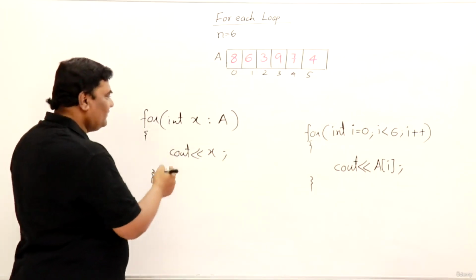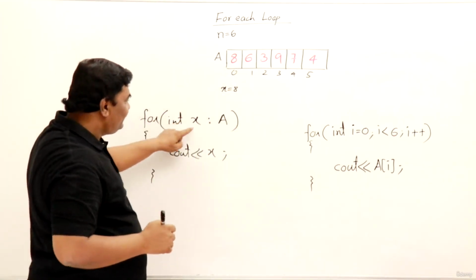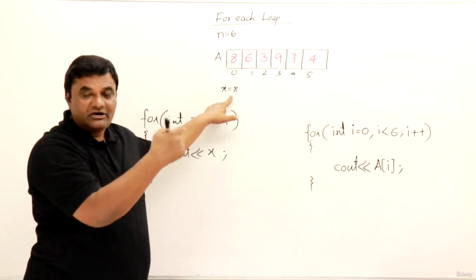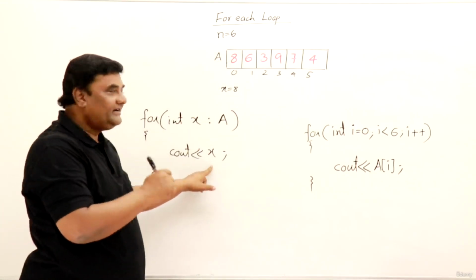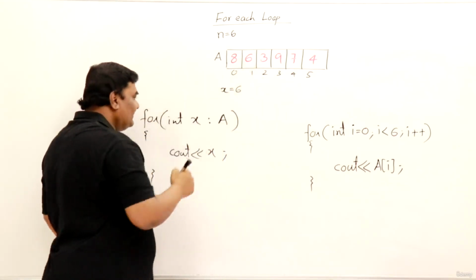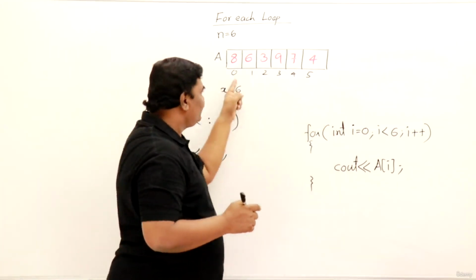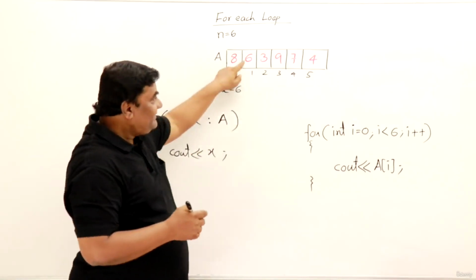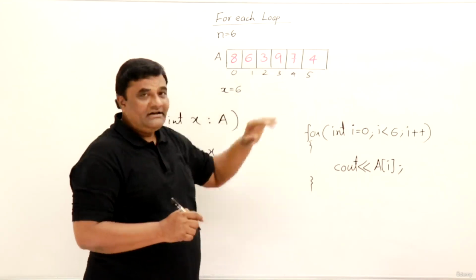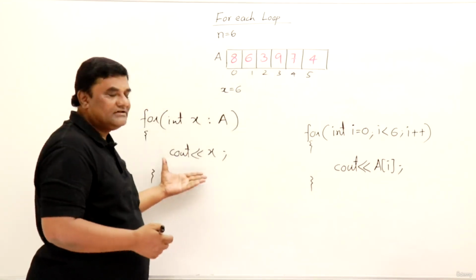So let us see how it works now. First time x will be 8. X is a variable in which the first value of the array will be copied. So 8 will be copied in x, and when I print x, 8 will be printed. Next time, inside the same x, this 6 will be copied. Next time when I print, 6 will be displayed. See, in contrast to this, I was the index, but now x is the element itself. So this x will get all the values from an array one by one. For each value x in A, this is how it works.